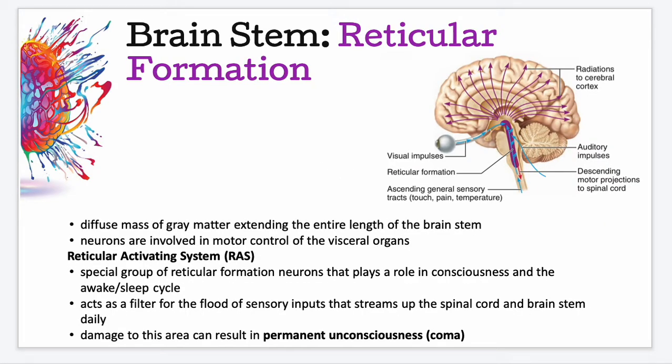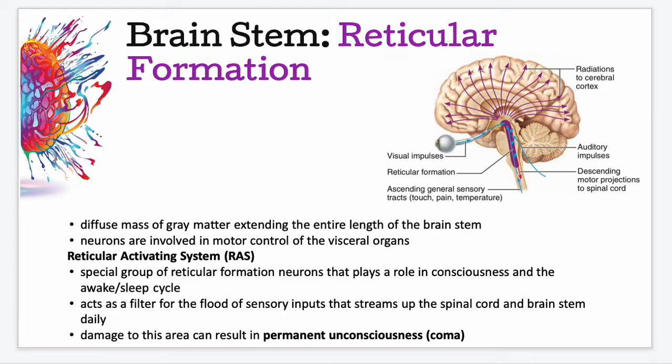So, you have your reticular formation. This extends the entire length of the brainstem. Merong diffuse mass of gray matter na tinatawag nating reticular formation. The neurons of the reticular formation are involved in the motor control of your visceral organs. There's a special group of reticular formation neurons called the reticular activating system. And they play a role in your consciousness and the awake and sleep cycle.